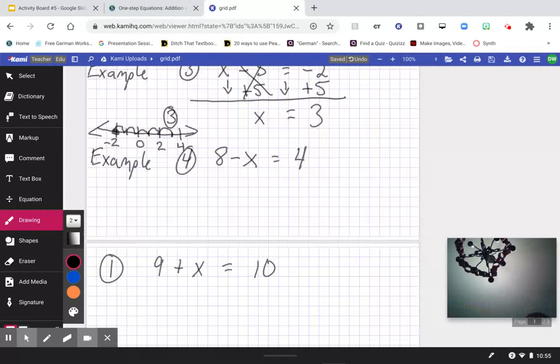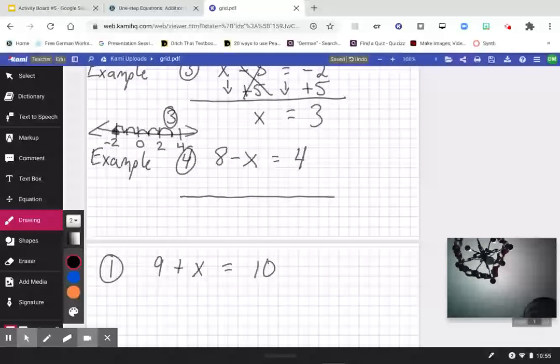And the last example for you, 8 minus x equals 4. You saw an example like this on the Math Antics video, so I wanted to do one for you. So this looks a little bit different than some other equations. It's kind of a curveball, if you will.